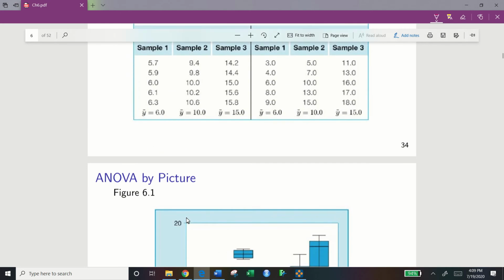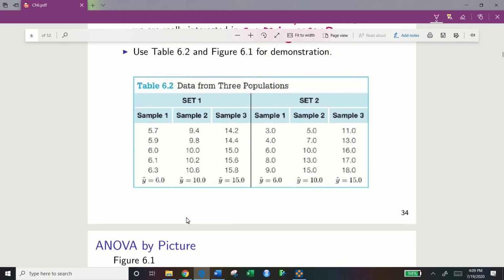And I'm going to pull back up and allow you to take a look at the data itself again. So again, if we just pay attention to sample 1, we can see that the range of these values go from 6.3 to 5.7. That's pretty narrow when we compare it to the other sample 1 that ranges from 3.0 to 9.0.